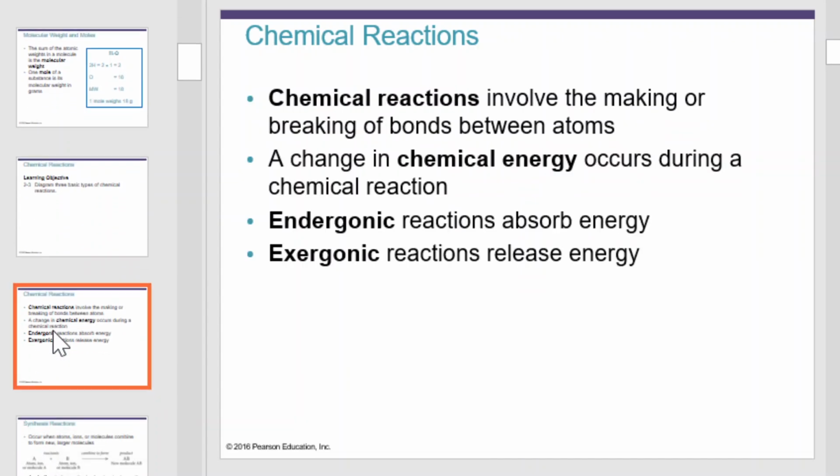Chemical reactions. Chemical reactions involve the making or breaking of bonds between atoms. A change in chemical energy occurs during a chemical reaction. If energy is given off, a reaction is exergonic. If energy is taken in or absorbed, the reaction is considered endergonic.